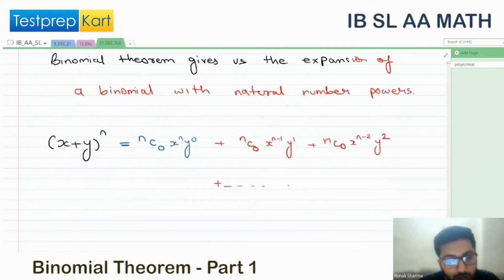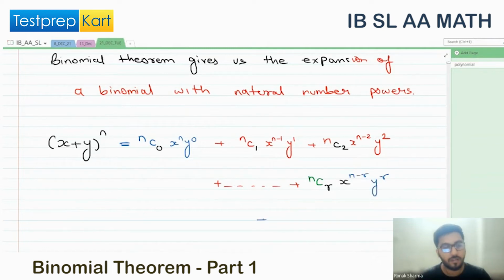It goes on. And if we want to write the rth term, that will be nCr x power n minus r y power r, and the last term will be nCn x power 0 y power n. I was not able to write it in a single line, but this is one formula only.